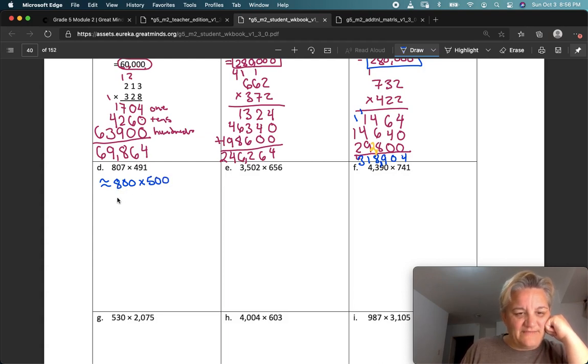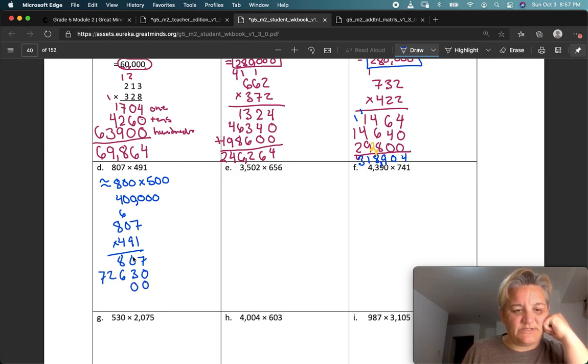8 times 5 is 40, plus 1, 2, 3, 4 zeros. Count your zeros correctly. 400,000, so let's see what we get. 807 times 491. And 1 times 7 is 7, 1 times 0 is 0, 1 times 8 is 8. That's the ones. Now the nines. 9 times the 0 first. 9 times 7 is 63. Carry the 6. 9 times 0 is 0, plus 6 is 6. And 9 times 8 is 72.